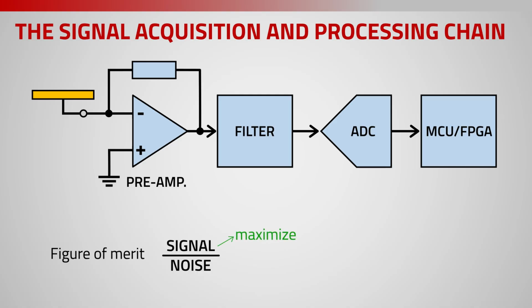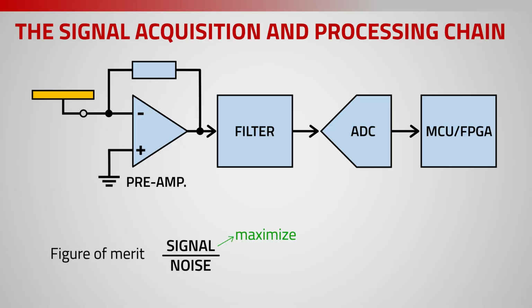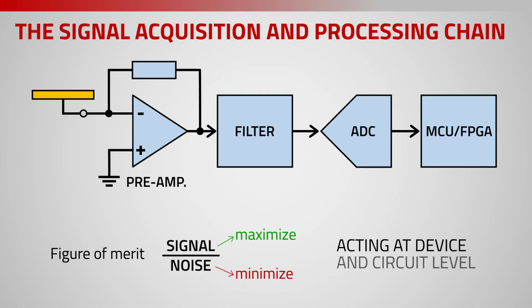Of course, we would like to maximize the signal, and this can be done in some cases, for instance, acting on the detection technique, as in the case of readout cycling. And of course, we want to minimize the noise. And this can be done acting both at device level and circuit level, as we will see here.